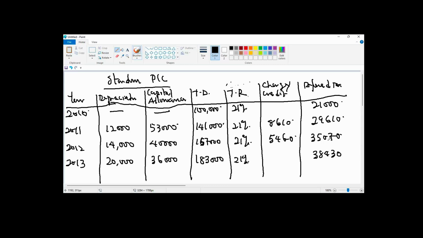38,430 minus this, 3,360. I can decide to pay 21% of 16,000, which is 3,360. 3,360 plus this will give me this.